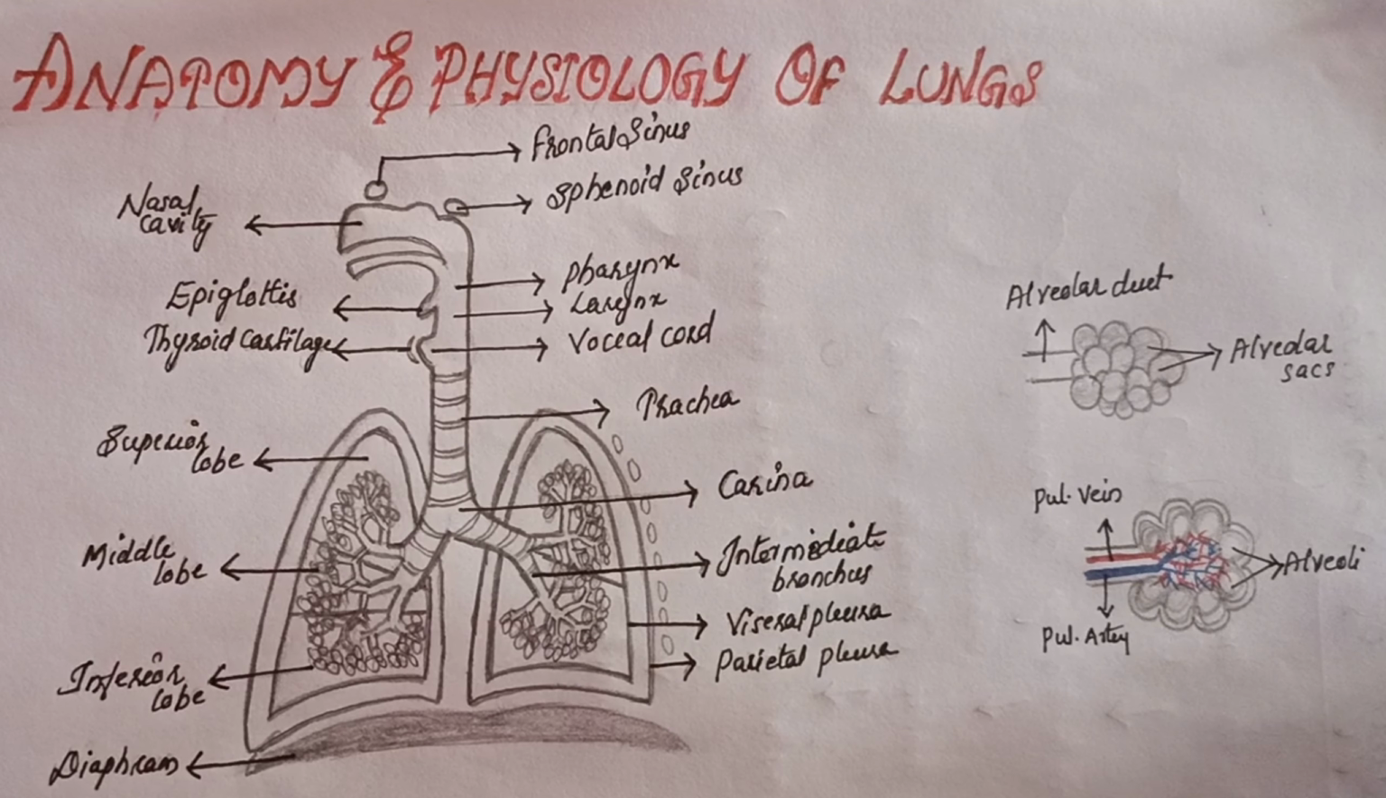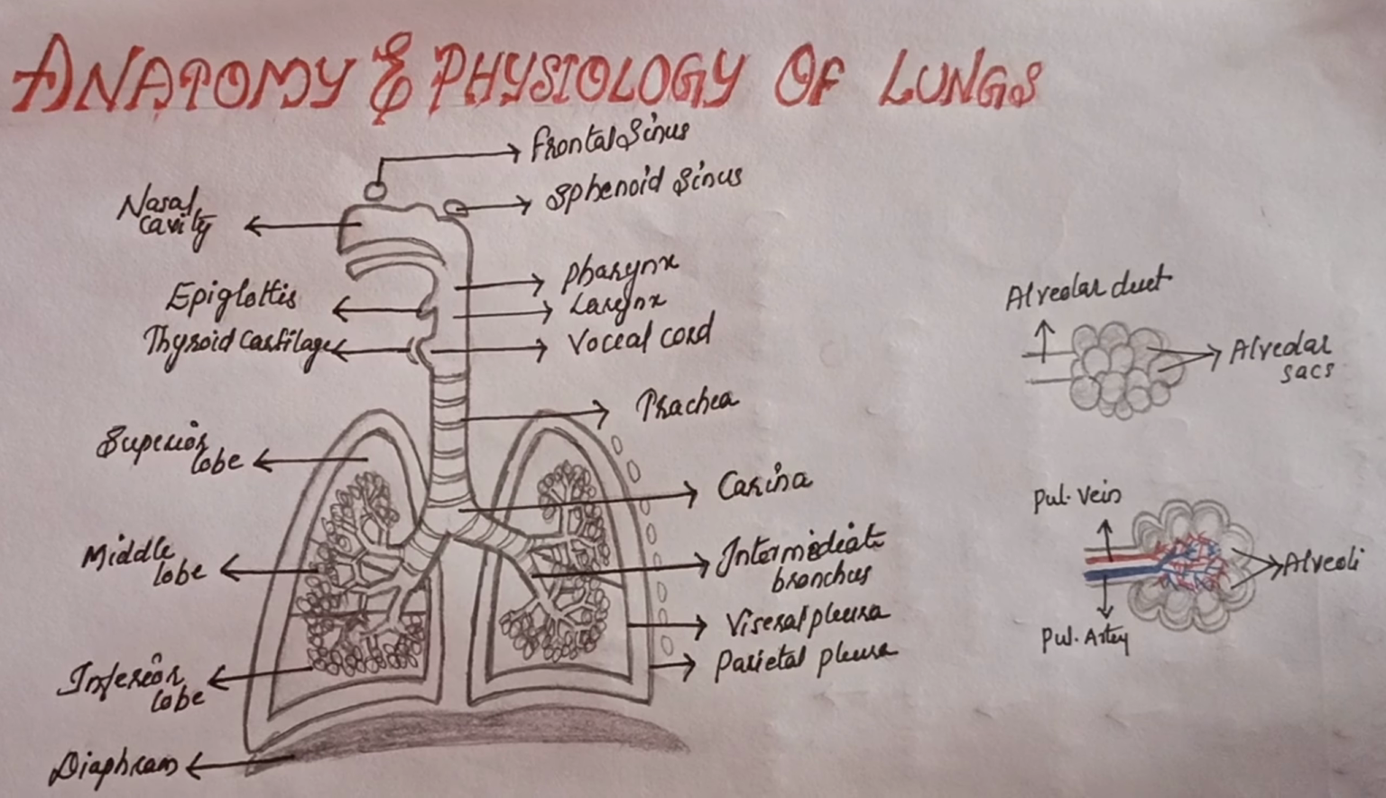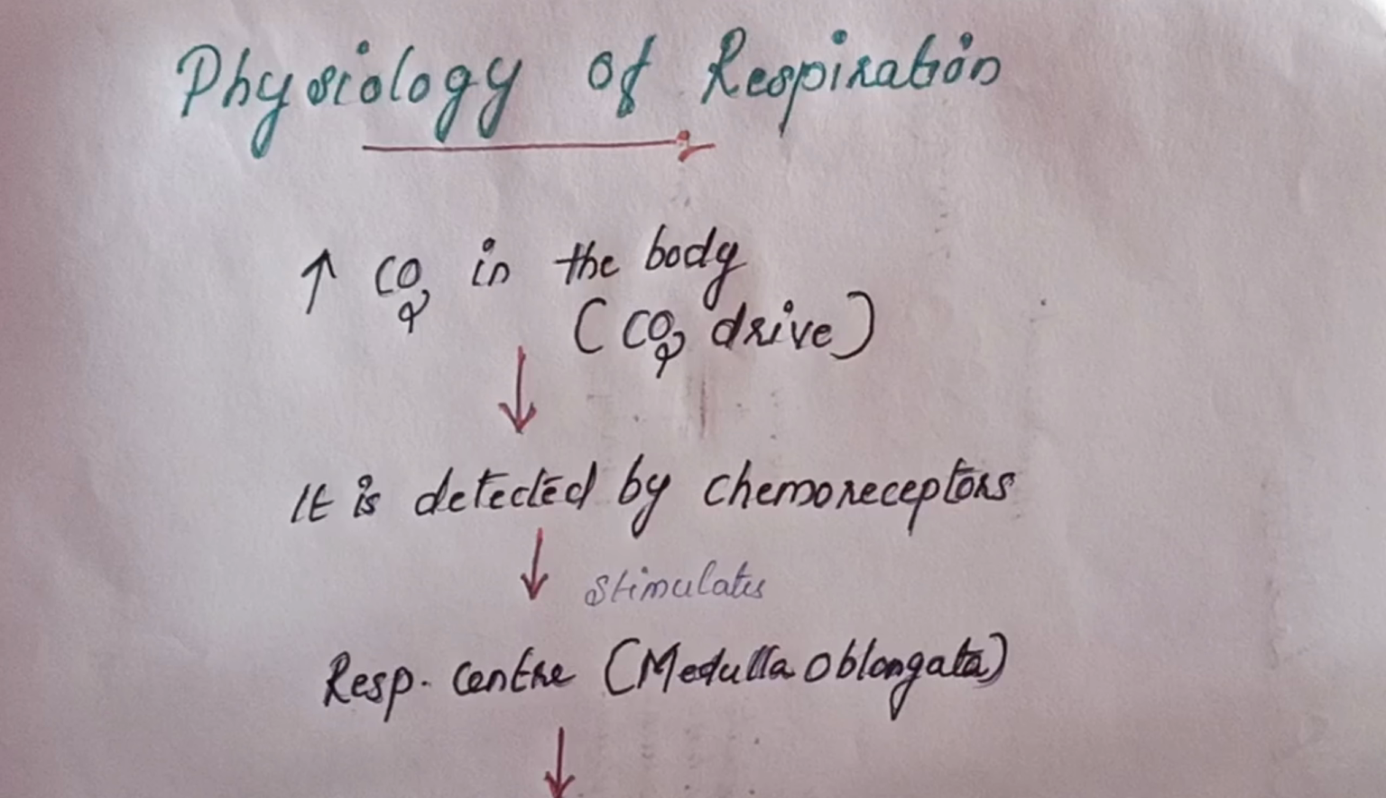And from the body, the deoxygenated blood will come through the pulmonary artery and reaches the alveoli. Through gas exchange, carbon dioxide enters into the alveoli and exhaled out of the body. This is called as expiration. So after completing this, there will be a pause. Now let us see the control of respiration.